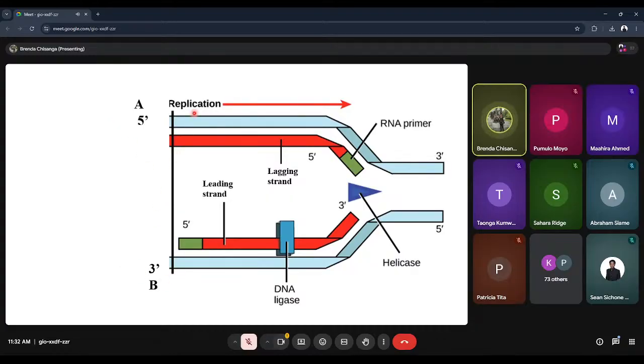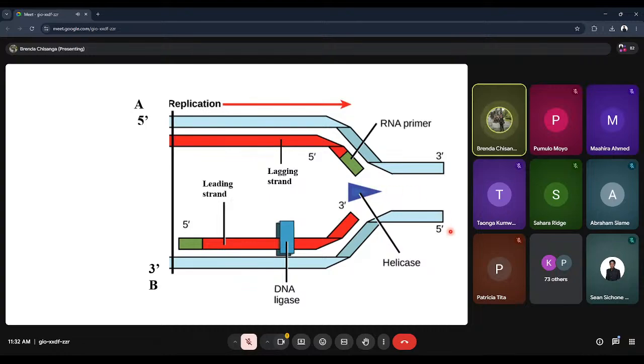Now let's start with strand A. Strand A, at this point, this end is 5'. The direction of replication is in this direction. This is where the helicase is going, or this is the replication fork. If you look at strand B, this end is the 3'. Why? Because DNA is antiparallel. So if strand A is 5', this one here should be 3'. What is the direction of the replication fork? It is going this way.